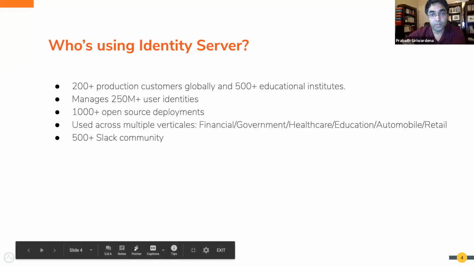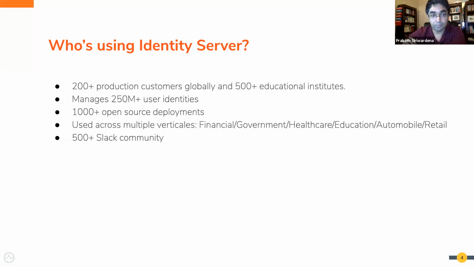Identity Server is an open source IAM product released under the Apache 2 license. At the moment, we have 200 plus paid production customers and 500 plus educational institutes using Identity Server globally. That's in addition to 1,000 plus completely open source deployments with no WSO2 subscriptions. I would say 90% of Identity Server deployments are customer facing, addressing CIAM use cases across multiple verticals, including financial, government, healthcare, education, automobile, retail, and many more.